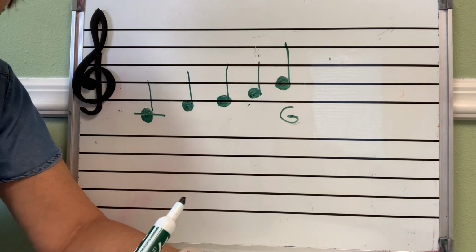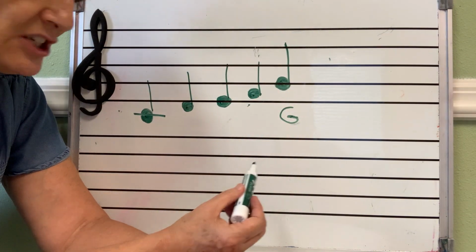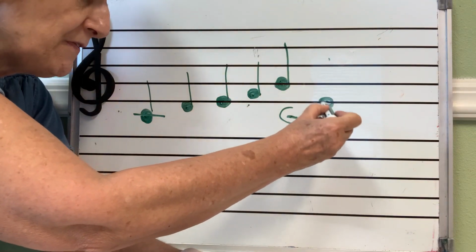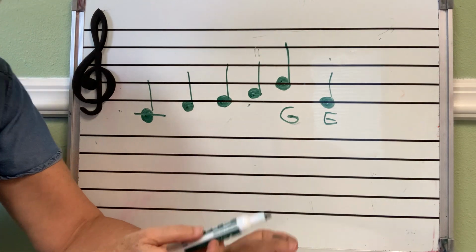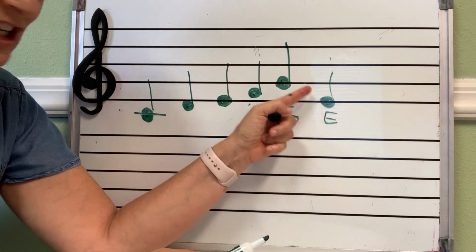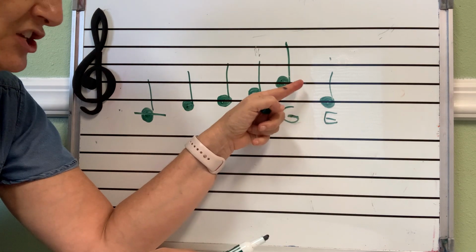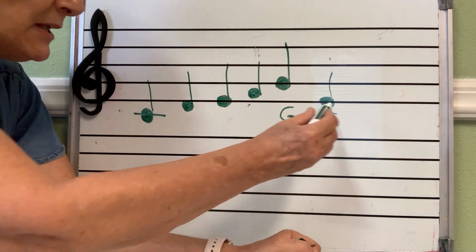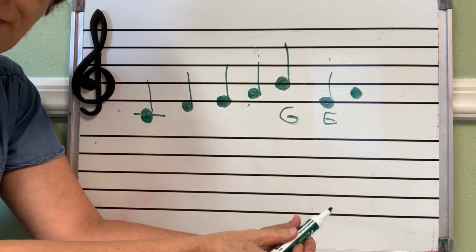So this is where it starts getting confused for some children. When it steps on the second line is G. When it steps on the first line is E. Do you see the difference? E is on the first line. G is on the second line. E first line, and G steps on the second line. And between the two lines, there's a space, and that space is F.